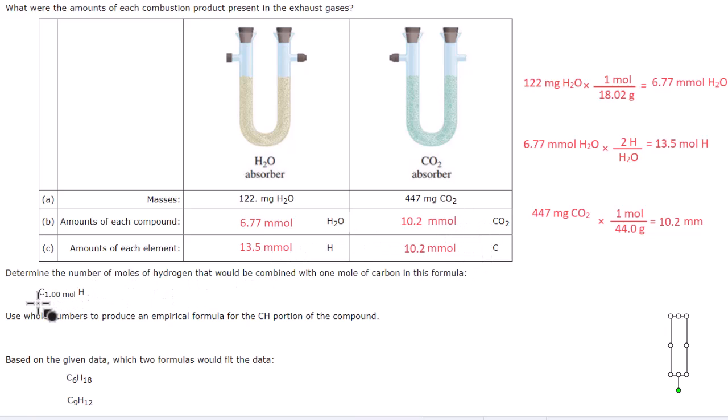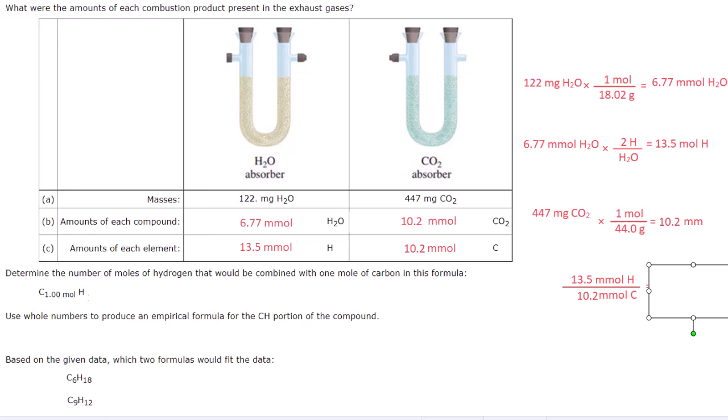So if we would have had 1 mole of carbon. Now, the typical instructions for an empirical formula is to take the lowest molar amount and divide that by itself, 10.2. So you've got 1. So we can say, okay, compared to carbon, what's the hydrogen? And so we would say our 13.5 millimoles of hydrogen to 10.2 millimoles of carbon.